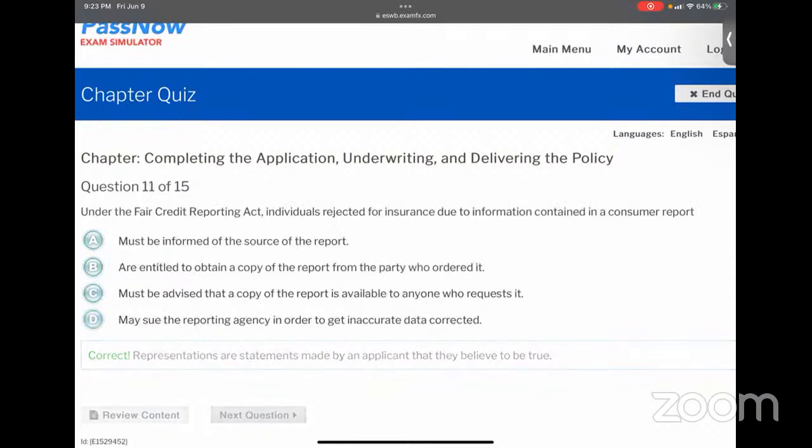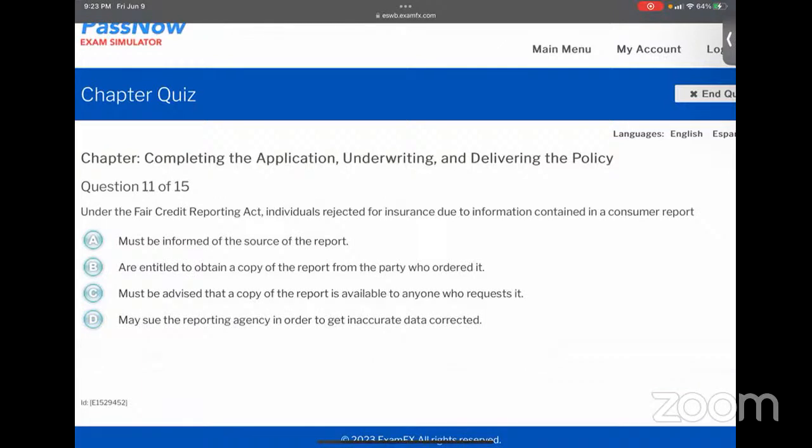Right. All right. Under the Fair Credit Reporting Act, individuals rejected for insurance due to information contained in the consumer report, A, must be informed of the source of the report. B, are entitled to obtain a copy of the report from the party who ordered it. C, must be advised that a copy of the report is available to anyone who requests it. D, may sue the reporting agency in order to get inaccurate data corrected. So we know off the bat, C and D may not be true.